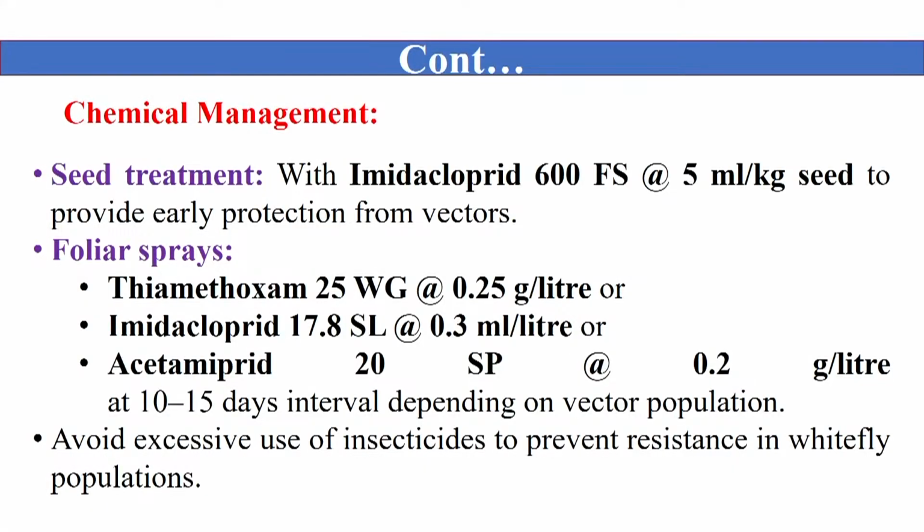And for chemical control, you can kill the vectors which are responsible for transmitting the pathogen. And this is all about the pulse crops which get affected by the major diseases.